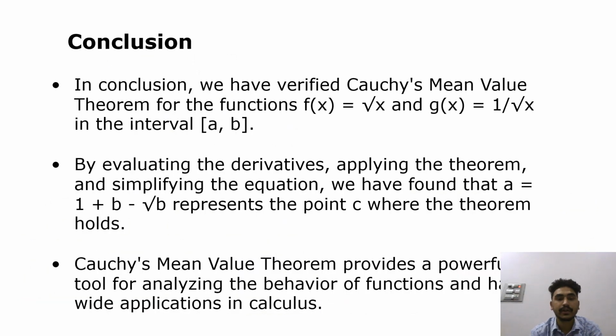Conclusion. In conclusion, we have verified Cauchy's mean value theorem for the functions f(x) = root x and g(x) = 1 by root x in the interval [a, b]. By evaluating the derivatives, applying the theorem and simplifying the equation, we have found the point c where the theorem holds. Cauchy's mean value theorem provides a powerful tool for analyzing the behavior of functions and has wide applications in calculus.